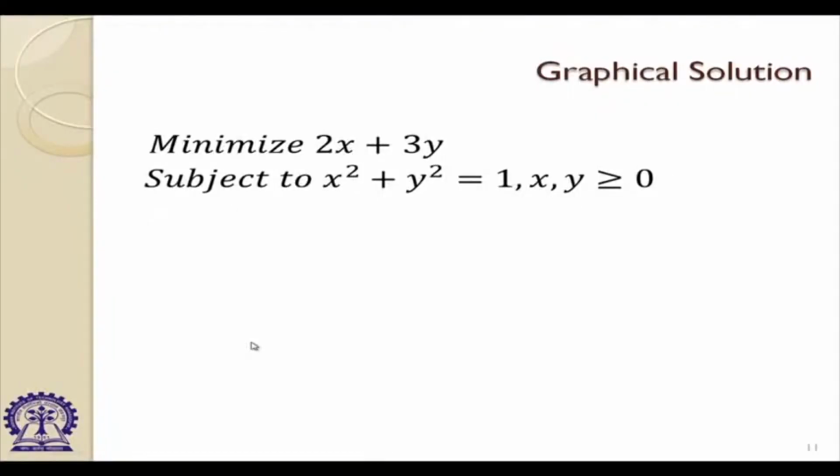All right. Now we are moving to the graphical solution of the problem. You see, this is the objective function. The objective function is linear in nature: minimization of 2x plus 3y subject to x square plus y square equal to 1, and x and y both are moving from 0 to infinity. Then if I draw the function, how will it look? The constraint would be a circle, and your objective function is a line. Let me draw it.